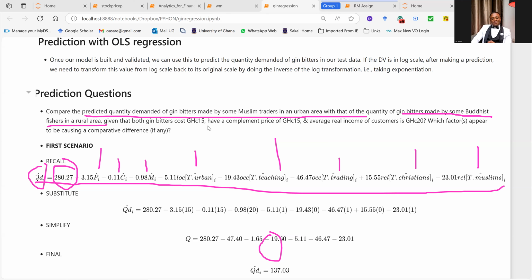In both cases, the numerical variables are the same. For example, the price of gin is 15. The complement price of gin is also 15. And the average income of the people is 20. So in all cases, you have that. But the differences come from other things. For example, religion: one is Muslim, the other is Buddhist. Also location: one is urban, one is rural. And also occupation: one is traders.